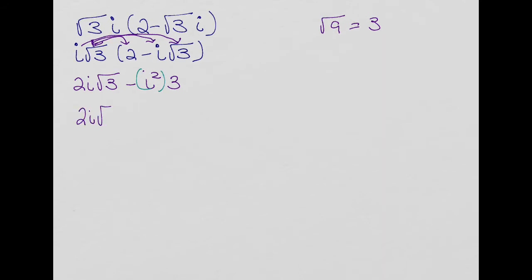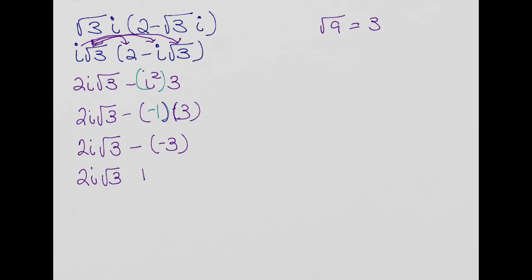So I have 2i times the square root of 3 minus, this is going to be negative 1 times 3. So 2i times the square root of 3. And here, actually this is minus. When you have a negative 1 times 3, that's a negative 3. So when you have minus a negative, it's going to be plus 3. And again, you just want to have the imaginary part after the real part. So I'm going to rewrite this as 3 plus 2i times the square root of 3.